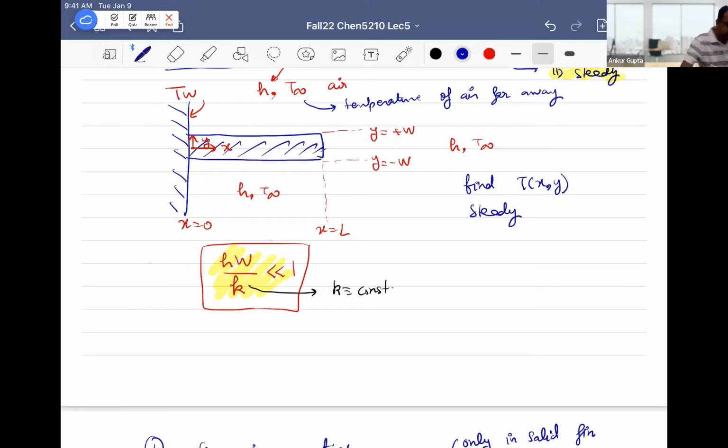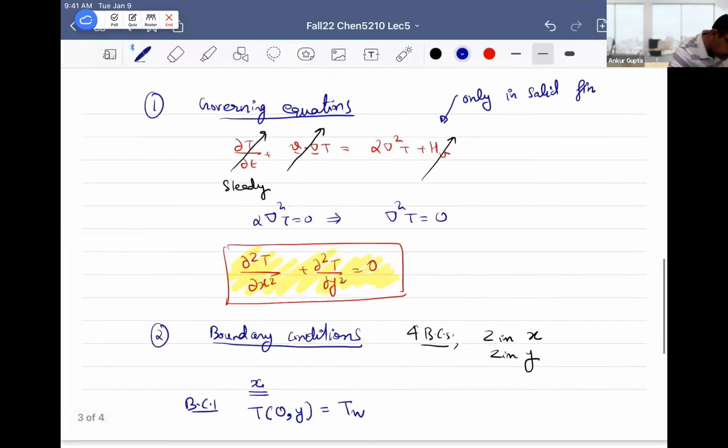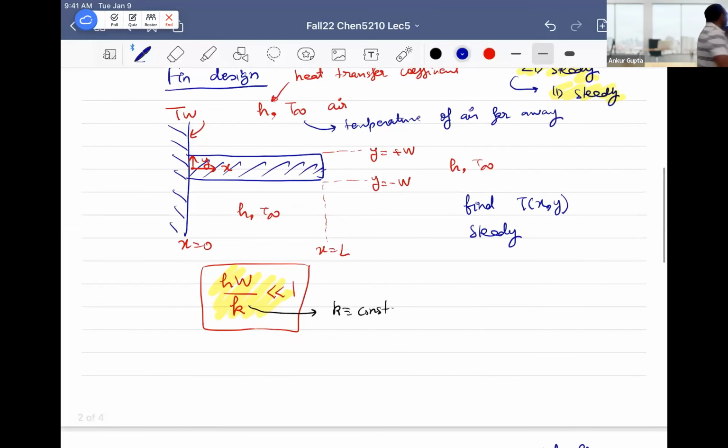So I think the value is given to us. For all y's at x equal to 0, the value is 0. This is given to us. Now let's do boundary condition 2, which is the boundary condition at x equal to L.